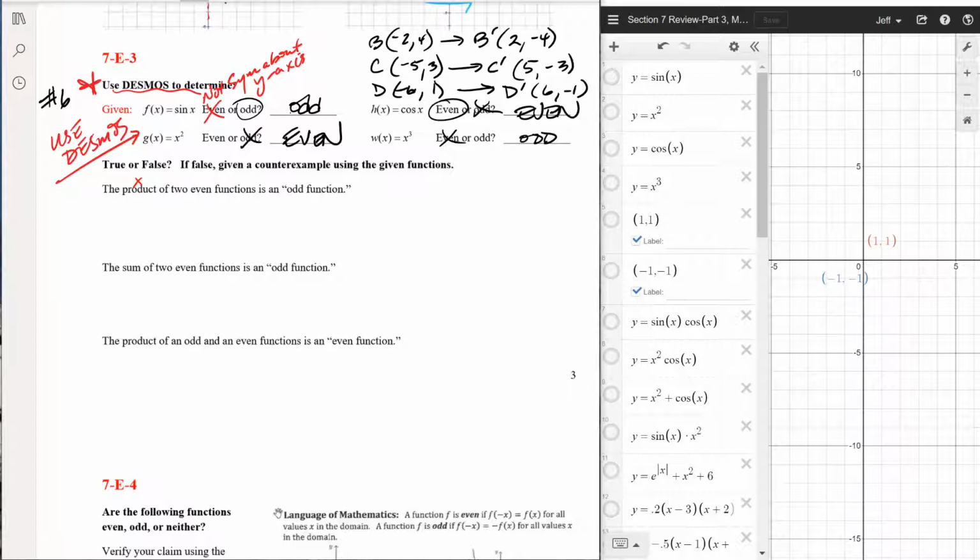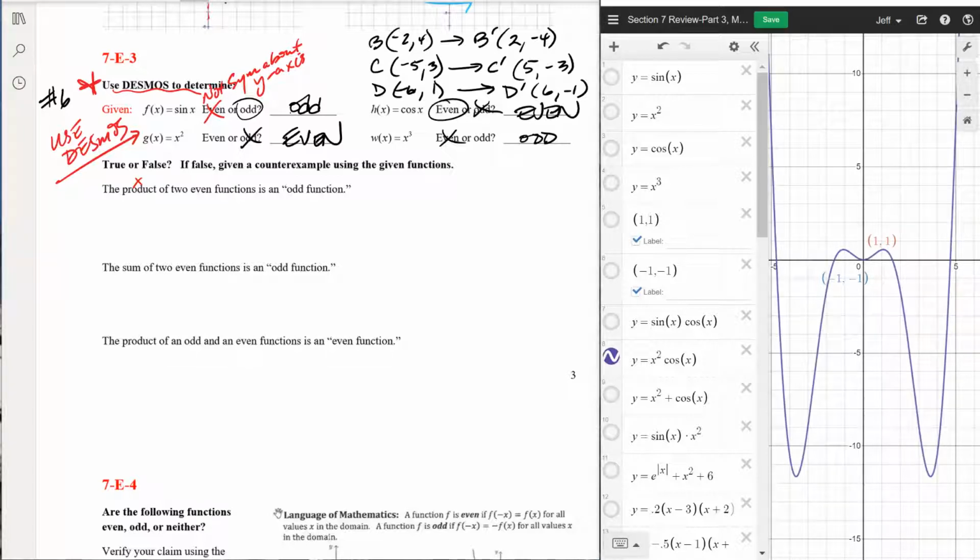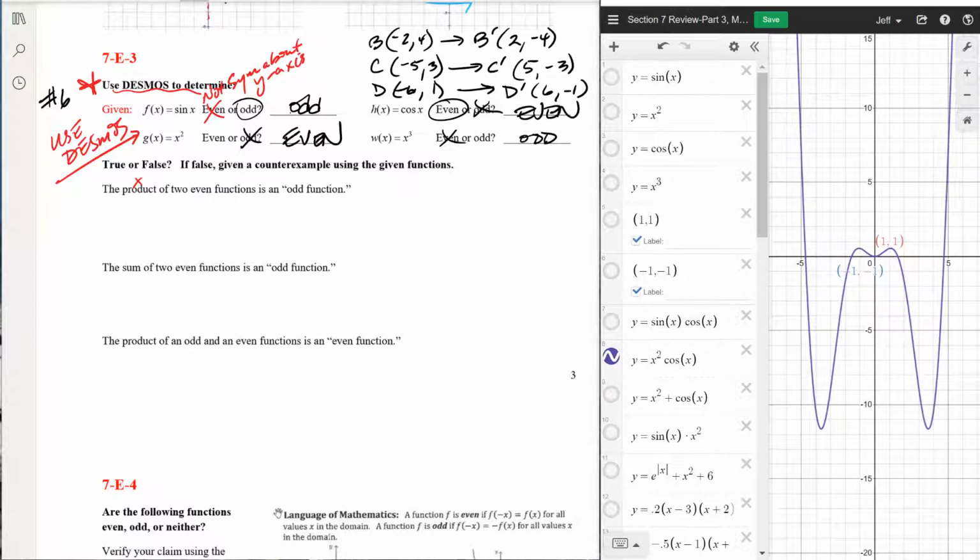So where is that function? Oh, here it is right here. So x squared's even, cosine's even, and look at this right here. You have the product of 2 even functions, and it has y-axis symmetry. All right, so it is not an odd function. So this is false, and we have to give a counterexample. So x squared times cosine x. This is an even times another even, which gives you an even function. Okay, it has y-axis symmetry.